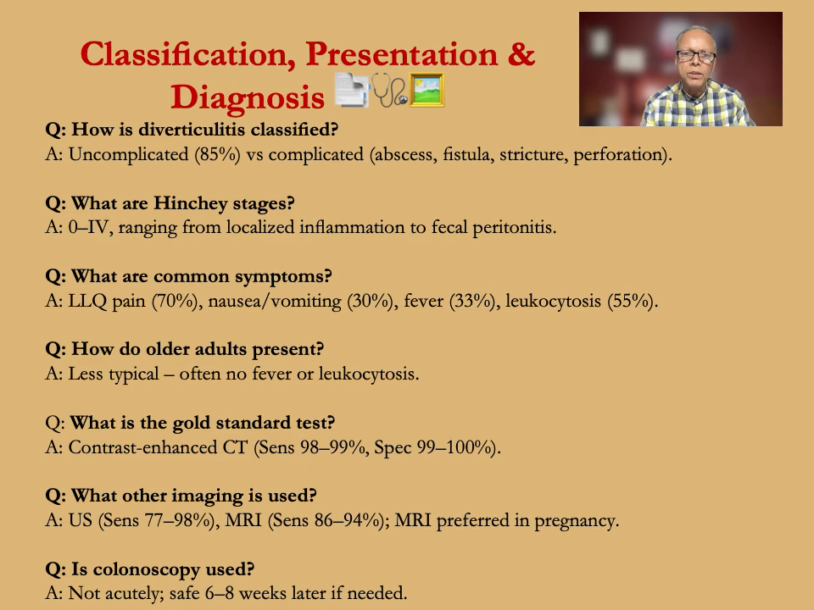What is the gold standard test? Contrast enhanced CT. Sensitivity 98 to 99%, specificity 99 to 100%. What other imaging is used? Ultrasound, sensitivity 77 to 98%, MRI, sensitivity 86 to 94%. MRI is preferred in pregnancy. Is colonoscopy used? Not acutely. Safe 6 to 8 weeks later if required.